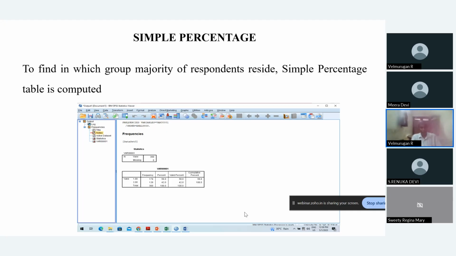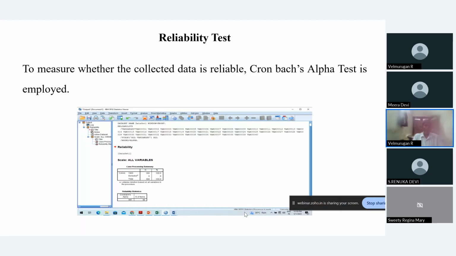Due to time constraint, I'm not in a position to work this out in SPSS, so instead I have mentioned it in the PowerPoint. Next is the reliability test. Before moving to any analysis, first we want to offer justification whether the collected data is fit for analysis.